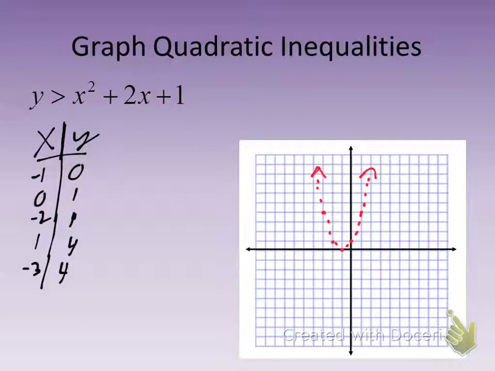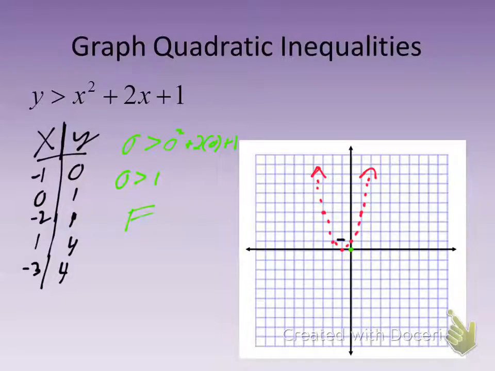Step 2, we're going to test that point. You can still use any point not on the parabola. Just make sure it's definitely not there. So I'm going to go to my fave, which is the origin, and plug it in. 0 greater than 0 squared plus 2 times 0 plus 1. Simplifying down to 0 greater than 1, which is false. So we're not going to shade towards that point. We're going to shade away from that point, which ends up being inside the parabola.